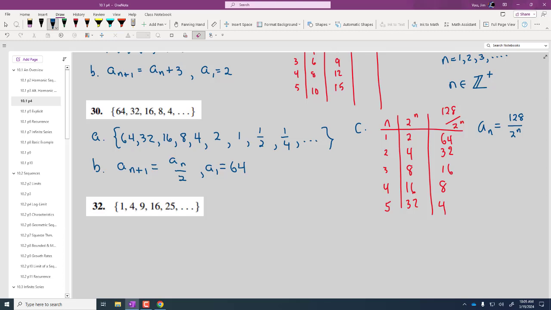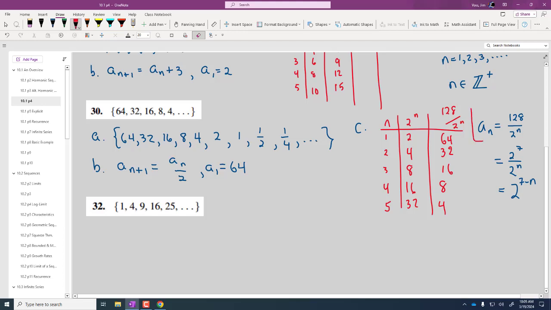So here's another way we could do it. Do you agree that 128 is 2 to the 7? Yeah. So we could write this as 2 to the 7 minus n. That's another way we could write it. Any of those would be totally legit. We could write it like that if we simplified it.